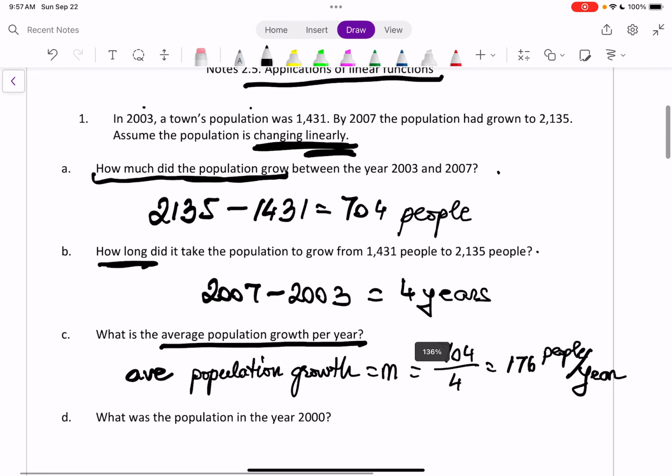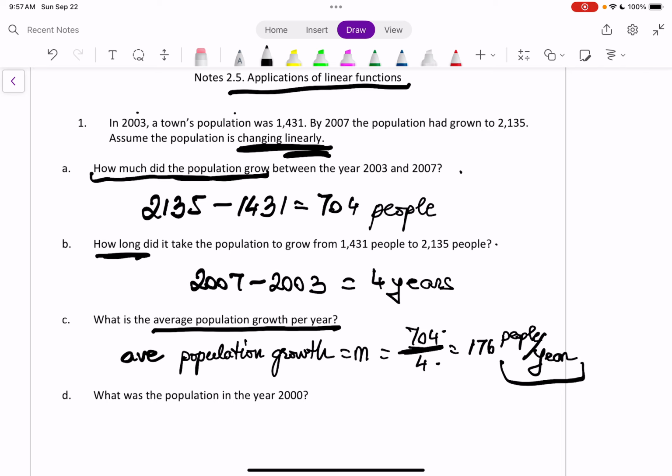Okay, so what we found here is the slope of this relationship, which is the same thing as the average rate of change. And it's a rate, yes, so people per year. So a slope is always a rate of change, and change in y's over change in x's.